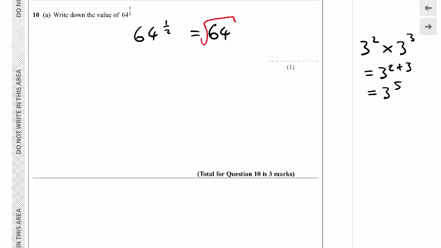Cool. Do I know what the square root of 64 is? Yes, I do. It's 8. But is it just 8? Well, I could also have the negative root as well. So it's plus or minus 8. You sure you're happy with that?